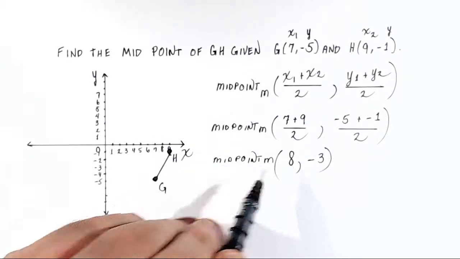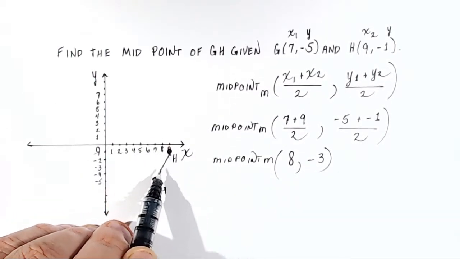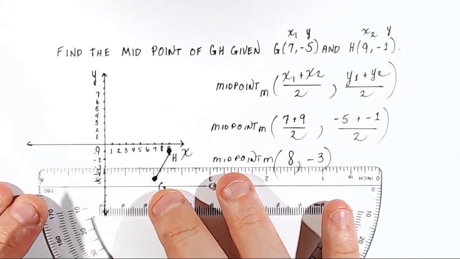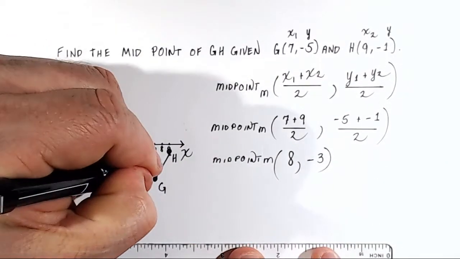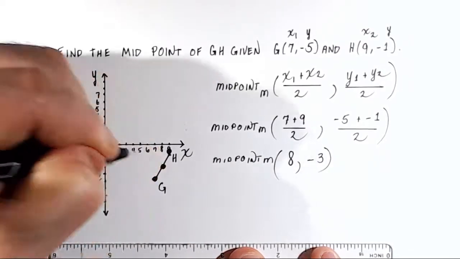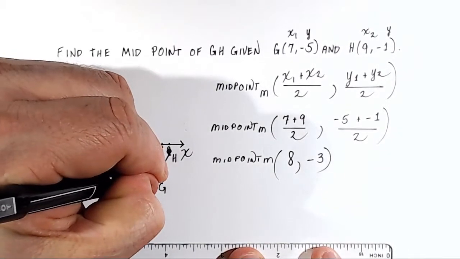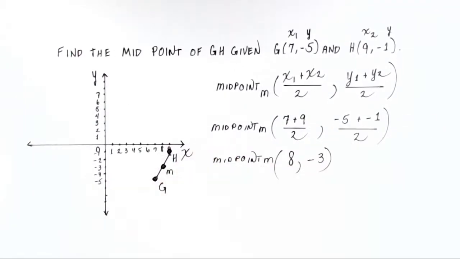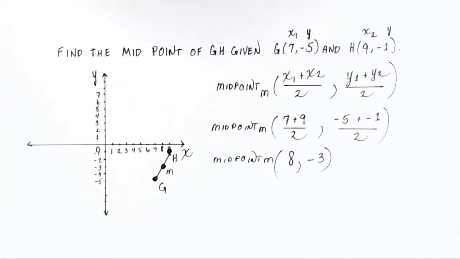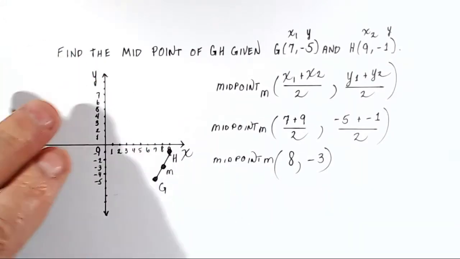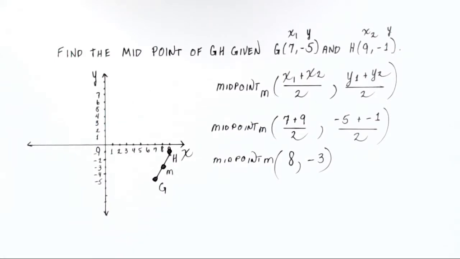So first let's move 8 on the x and then go down 3. Here it is right here. This point right here. We'll draw that in. And it confirms what we thought. It appears to be exactly at the middle between G and H. So you have found the midpoint. And that is the end of the problem. It helps to draw a graph sometimes. Many of these problems in the textbook don't show it with a graph. I always like to see it.